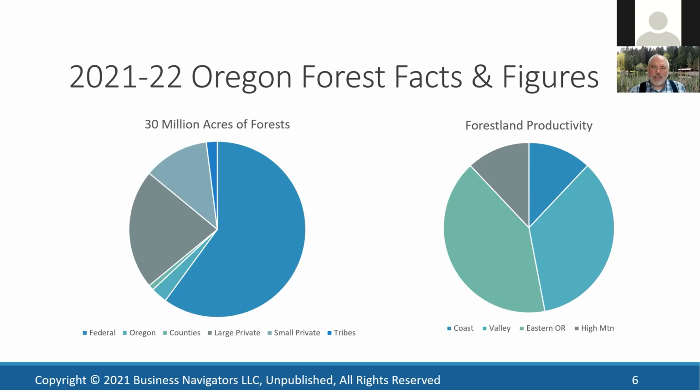On the right-hand side, we see the productivity. Again, starting on the top, that dark blue, those are the coast range. That's our highest productivity land. So it shows how much of our land is there. The next area is the valley. So we look at the coast range, and the valley is almost half. The valley is medium productivity land.